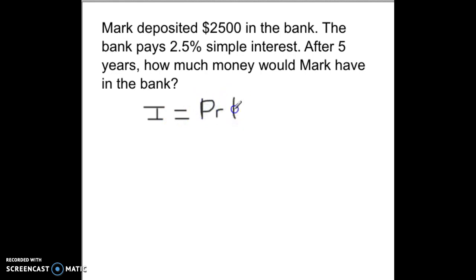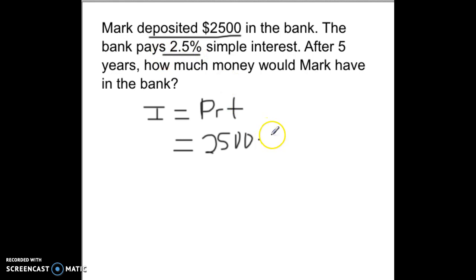Okay, and this is a pretty straightforward problem, so I think you'll like it. So what do we know? Well, first he deposited $2,500 in the bank. So we put our $2,500 to show how much he deposited. Second, we have 2.5% interest.